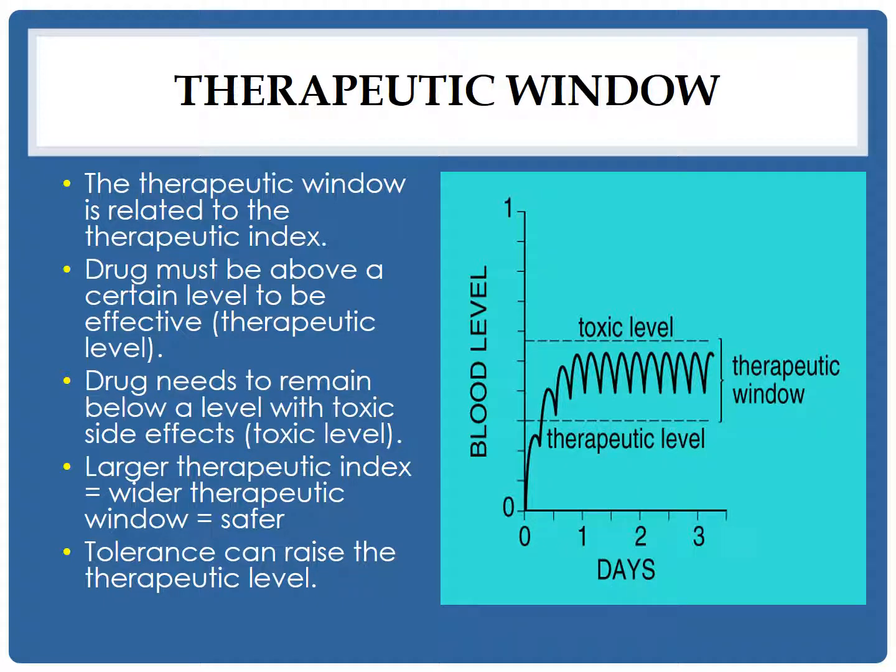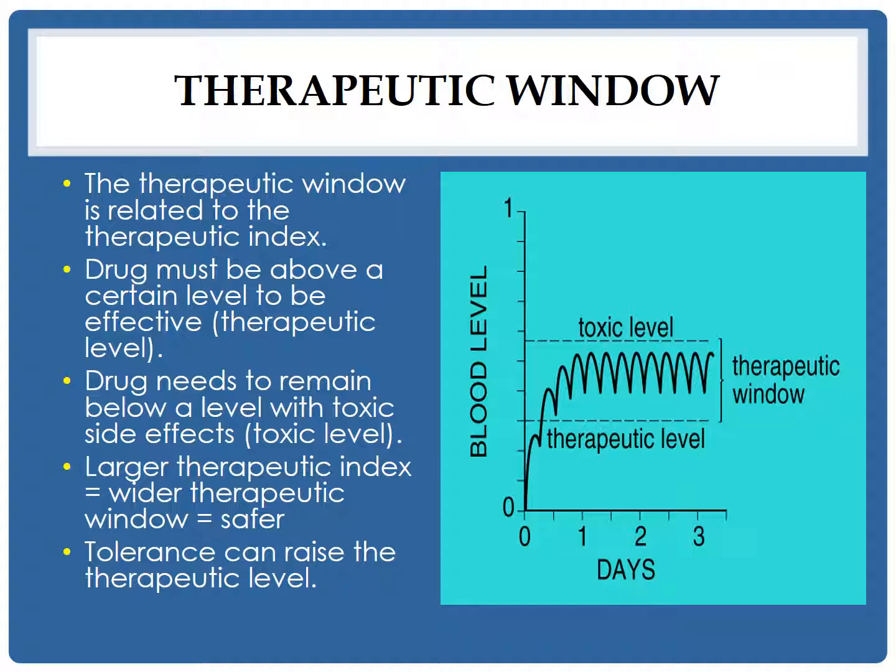You remember ED50 and LD50 or TD50 from earlier in our discussion. There's a certain level that a drug needs to reach in order to be effective, and you want to stay above that level if you want to have any effect, but you also need to stay below the level where you would see unwanted side effects. So the therapeutic level, you can think of as similar to the ED50. The drug must be above the therapeutic level to be effective, but the toxic level you can think of as the TD50. The drug needs to remain below a level with toxic side effects, that toxic level.